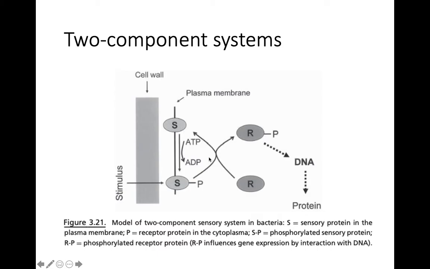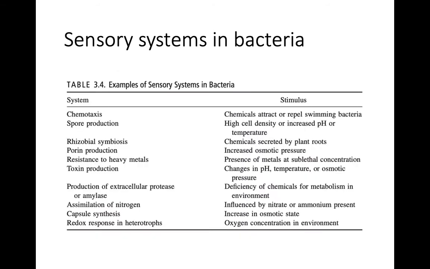So now let us take a look at some examples of bacterial sensory systems and the set of stimuli that can activate or that can be perceived by these systems in order to mount a particular response. So we have chemotaxis. Chemotaxis as a system perceives chemical attractants, and as such, they can induce the cell to move using its flagella towards or away from the stimuli.